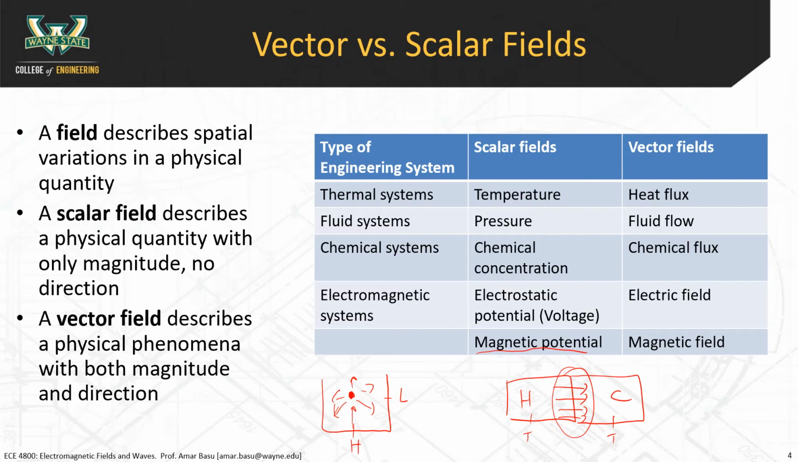In the chemical system, the scalar field is the chemical concentration, and there's a high chemical concentration in one place and a low chemical concentration in another place. Because there's a concentration gradient, that results in flow of the chemical. So in this case, the chemical diffuses from high to low concentration. That's what's called chemical flux, and this is also known as diffusion.